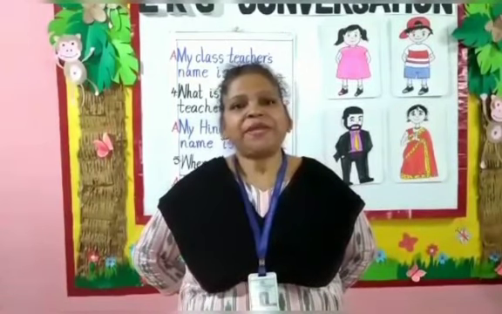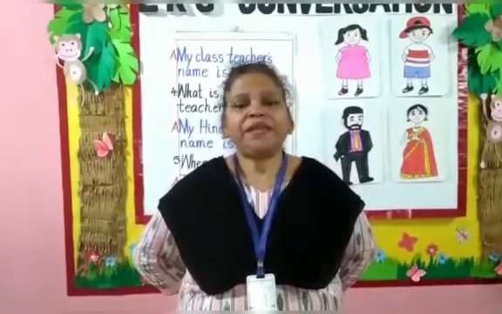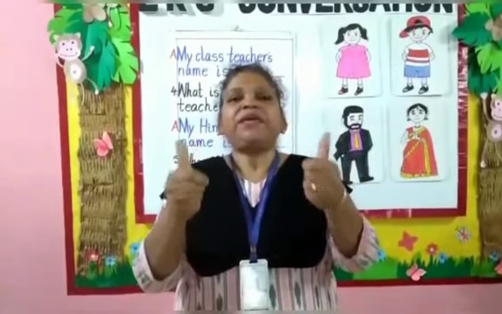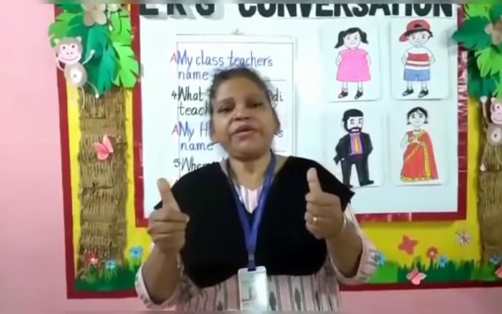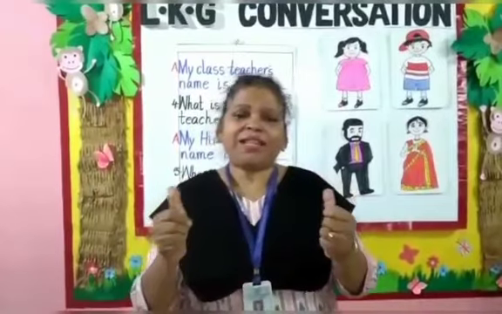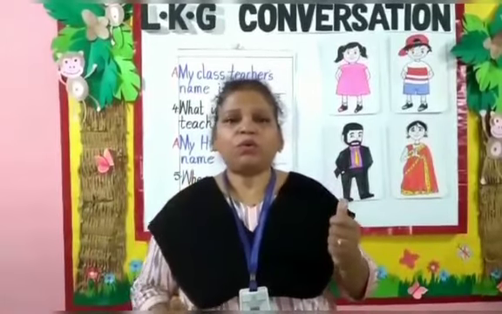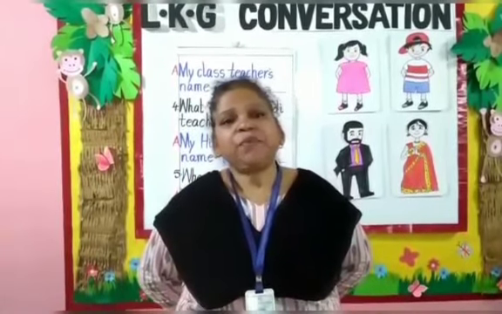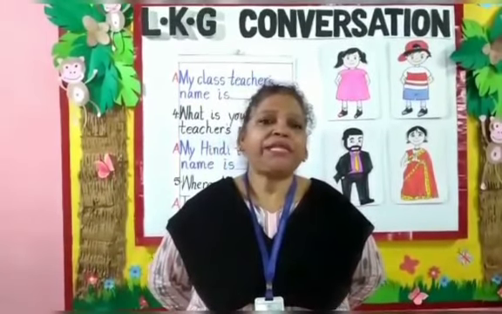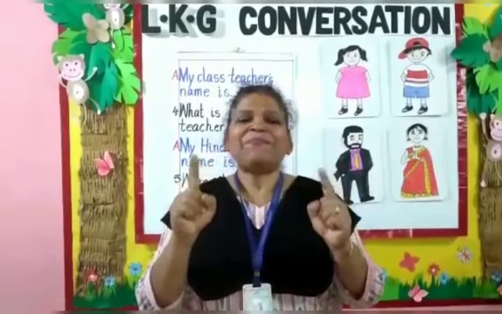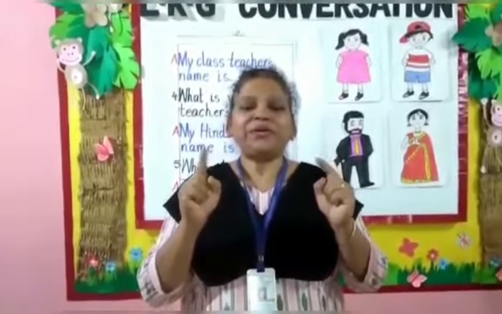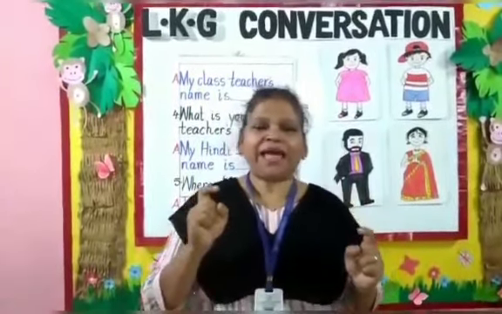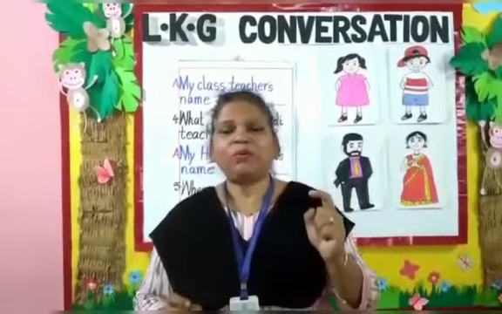Where is Thumbkin? Where is Thumbkin? Here I am, here I am. How are you this morning? How are you this morning? Very well, thank you. Run away home, run away home. Where is Pointer? Where is Pointer? Here I am, here I am. How are you this morning? How are you this morning? Very well, thank you. Run away home, run away home.